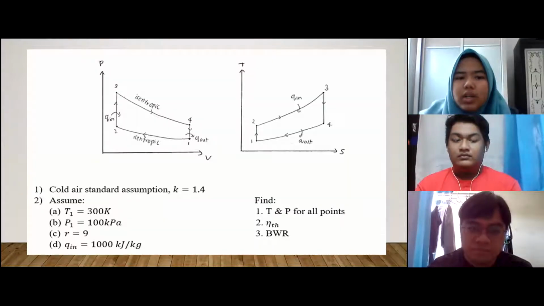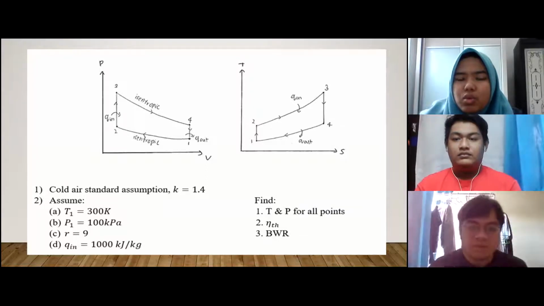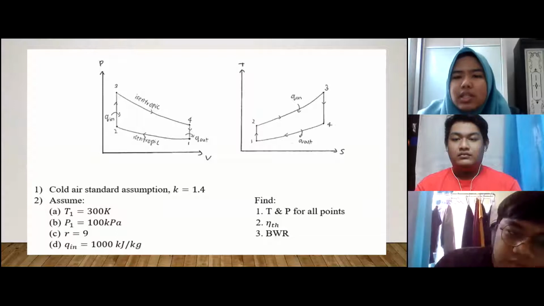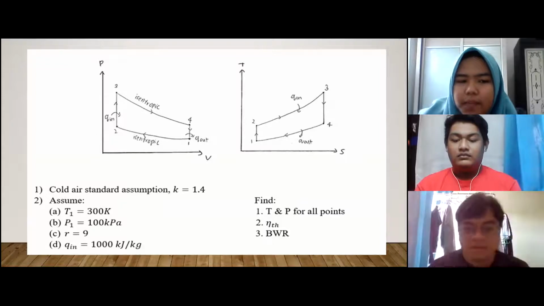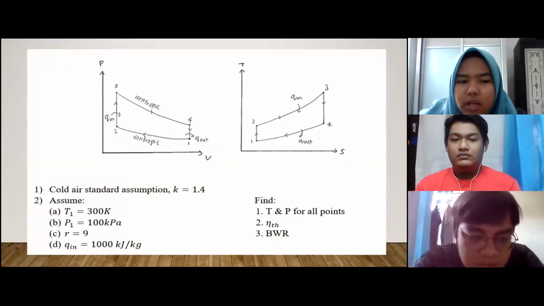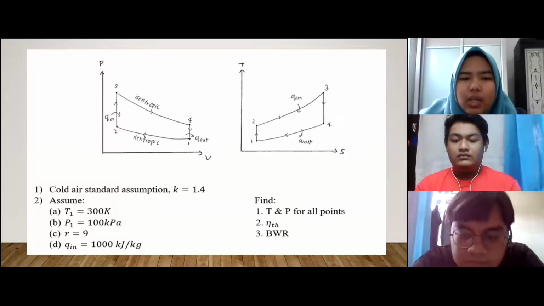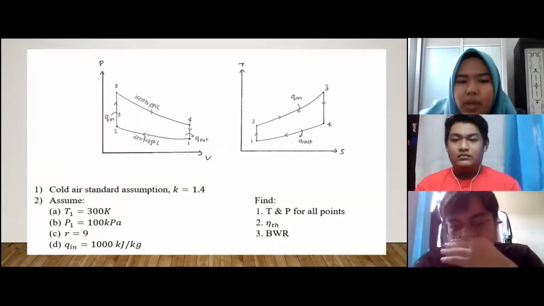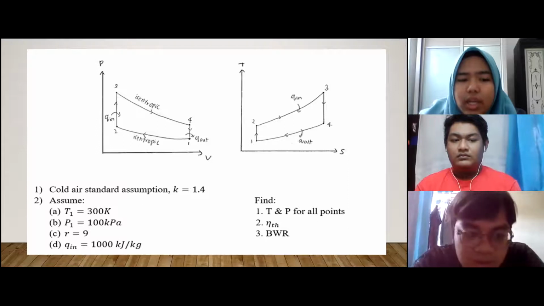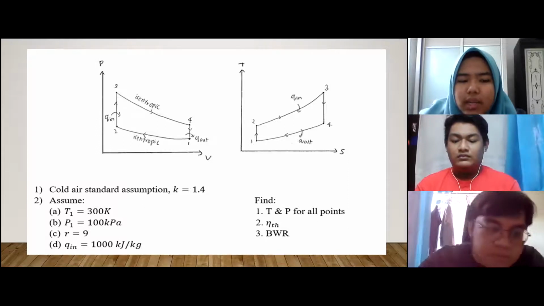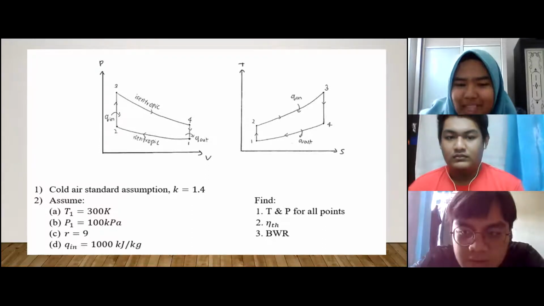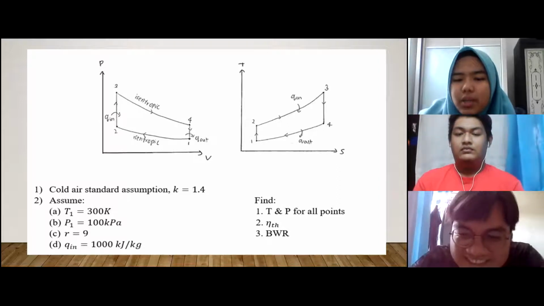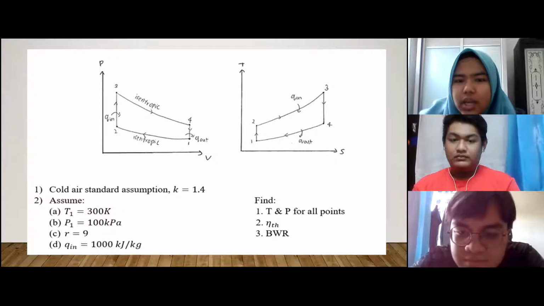Okay, so we choose to do the Otto cycle. This is the PV and TS diagram of the Otto cycle. At first, we assume that k is equal to 1.4, which is the cold air standard assumption. Then we assume T1 is equal to 300 K, P1 is equal to 100 kilopascal, r is equal to 9, and Q in is 100 kilojoule per kilogram.